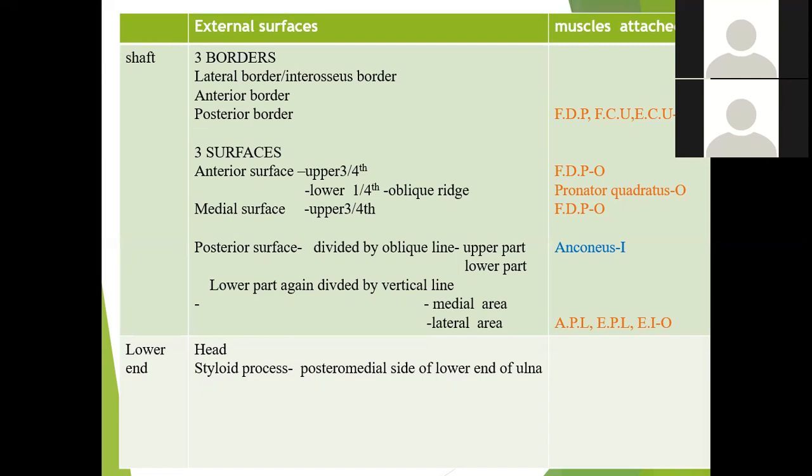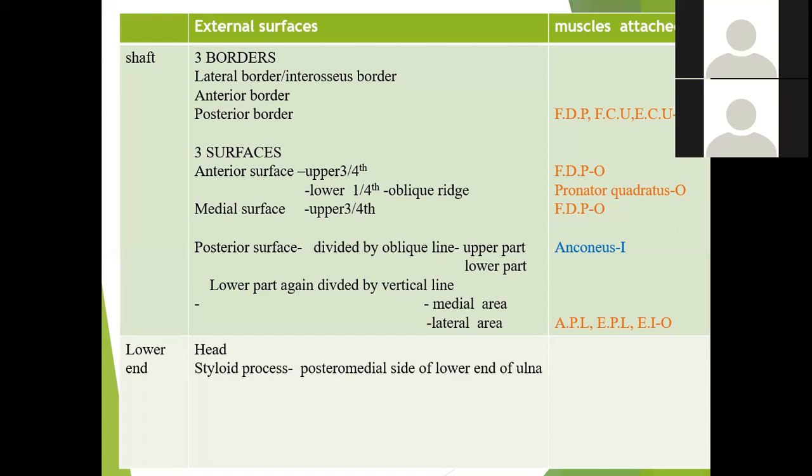Now coming to the next structure, the posterior surface. What are the muscles originating from the posterior surface? Already we have divided the posterior surface into three parts: the upper part, and the medial area and lateral area of the lower part. Now we are coming to the structure attached in the upper part. The upper part of the posterior surface gives insertion for an extensor muscle called anconeus. So anconeus is inserted in the upper part of the posterior surface.